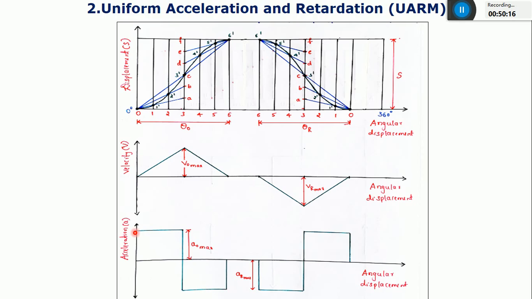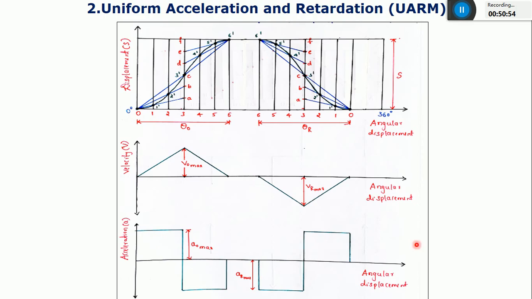So you can see this is the velocity and angular displacement. It means there is a variation of the velocity. It is not uniform velocity, but the rate of change of velocity is uniform. It is gradually increasing and gradually decreasing. It means if the rate of change of velocity is uniform, the acceleration will be the same.